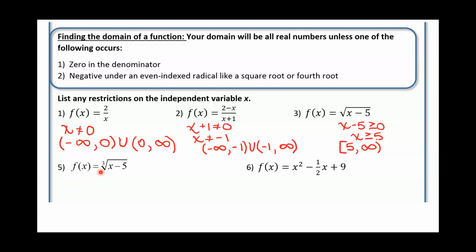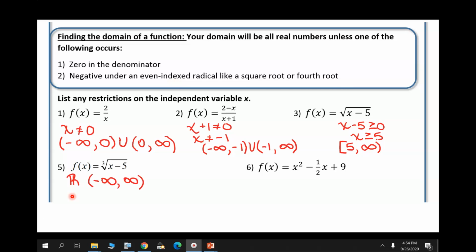So we said your domain's going to be all real numbers unless one of these two things happens. One of those two things didn't happen, so my domain is all real numbers. This is the symbol that we can use for all real numbers. And then this is our interval notation, negative infinity to infinity. All right, let's look at another one.